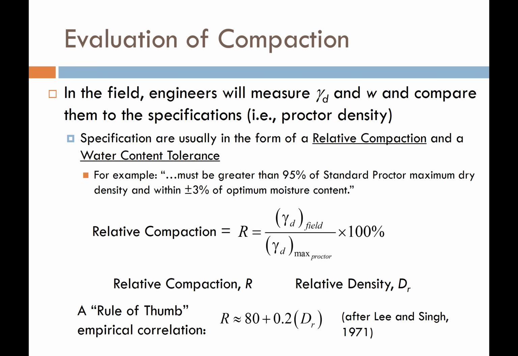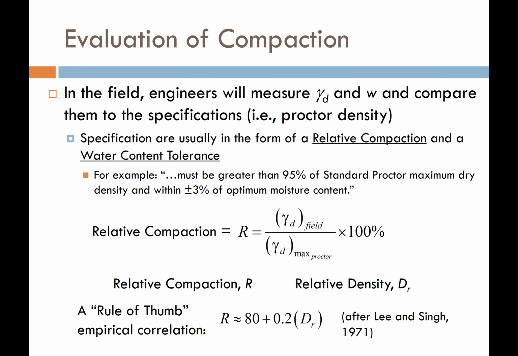So let's get into the topic of evaluating compaction. Say you're an engineer out in the field. Your job is to observe the work of the contractor who's performing soil compaction and placing new fill at the site. So in general, how is this going to work? How does the contractor know that he or she is doing sufficient work or meeting the objectives? And in general, how can the field engineer measure that the contractor is doing a good job and meeting the specifications?